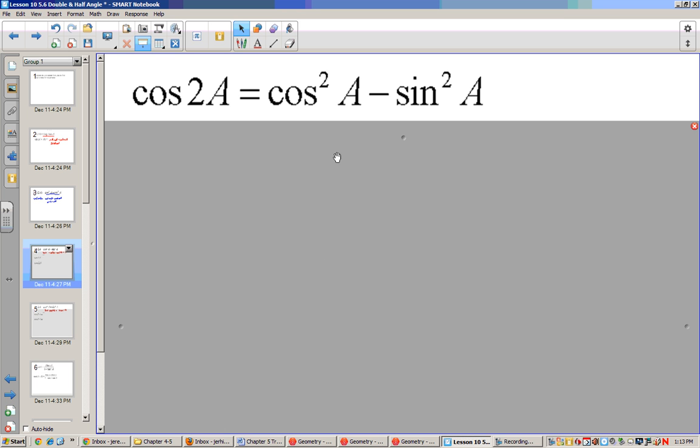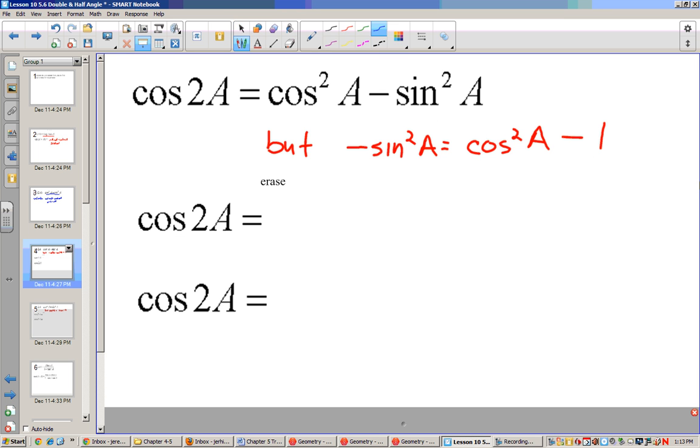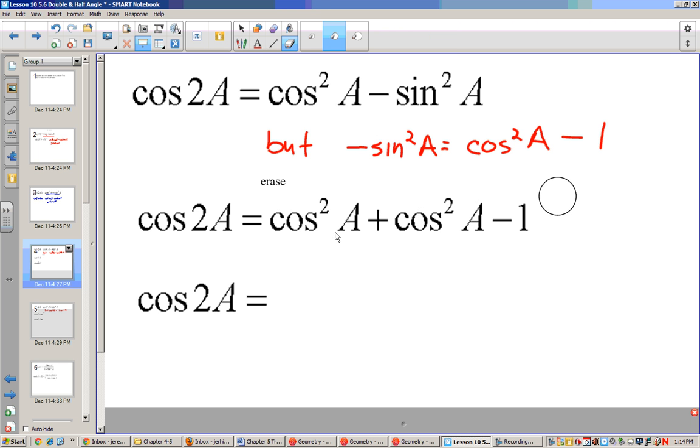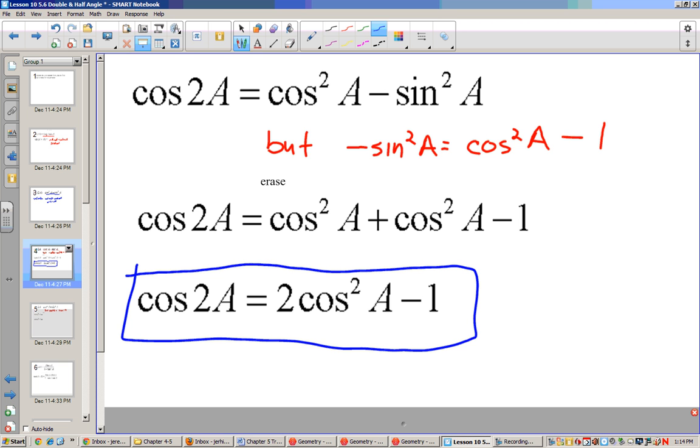Now cosine of 2a, this is one identity, but there's a couple more because sine squared minus sine squared would be cosine squared minus 1. So by doing that, I could write that as cosine squared minus 1. So now that would be 2 cosine squared minus 1 is the same as cosine of 2a. So that's another property for the cosine of 2a.